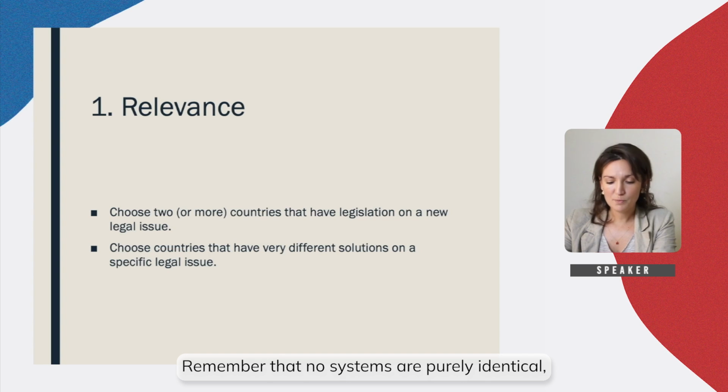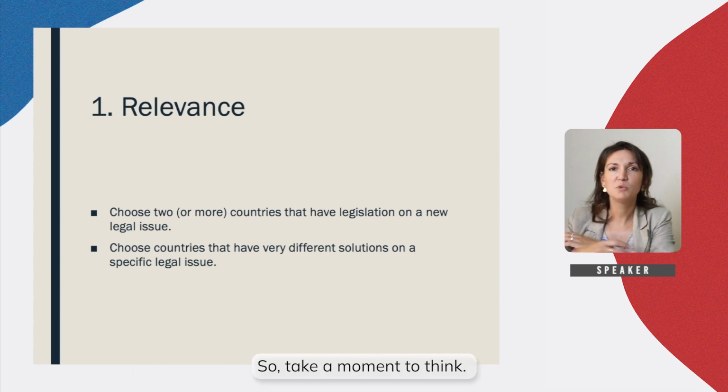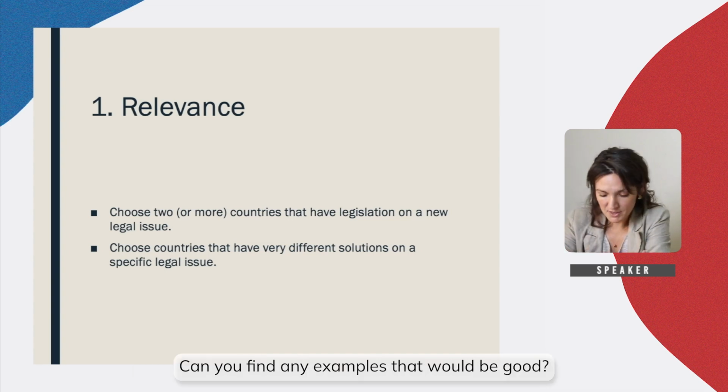Remember that no systems are purely identical, but sometimes they are too close to find significant results. So take a moment to think. Can you find any examples that would be good?